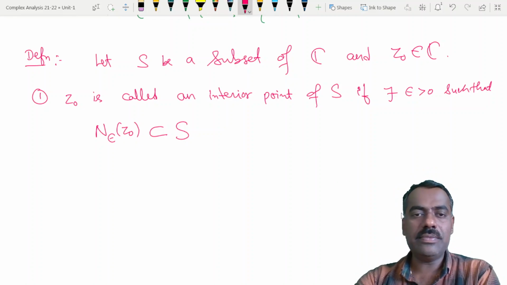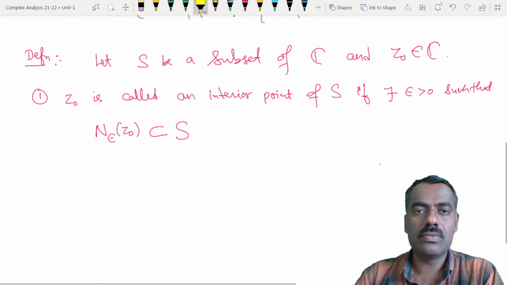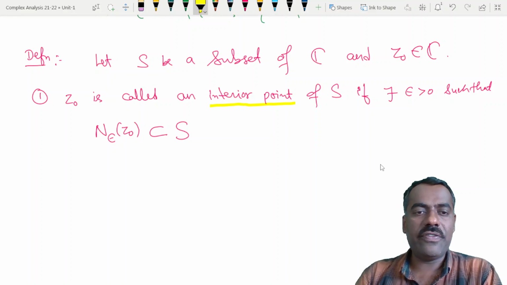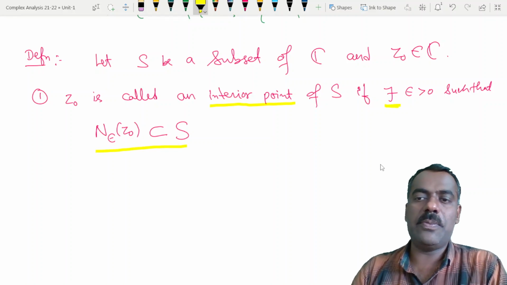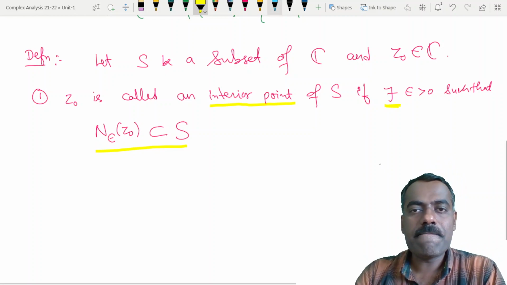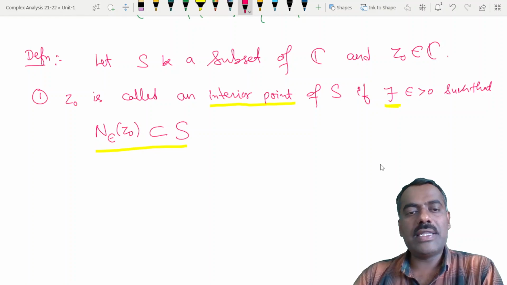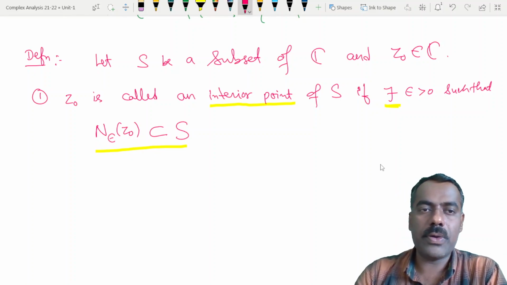Is the definition clear for interior point? What is meant by saying interior point? If there is at least one epsilon, there exists one epsilon such that the neighborhood of epsilon is completely contained in S. Okay.